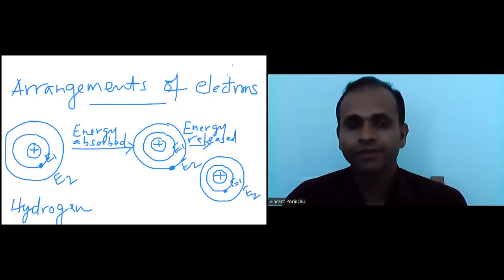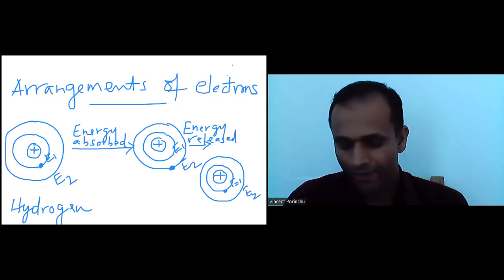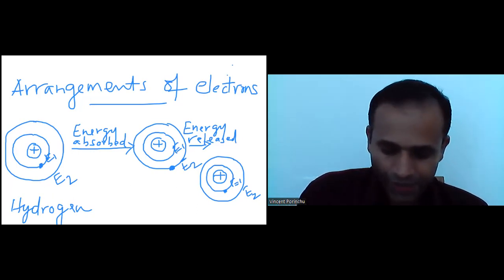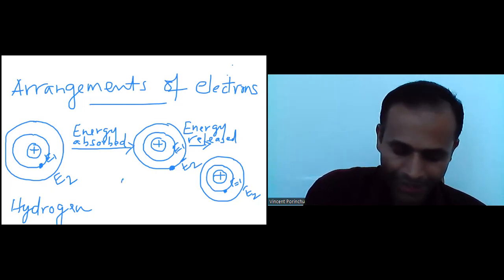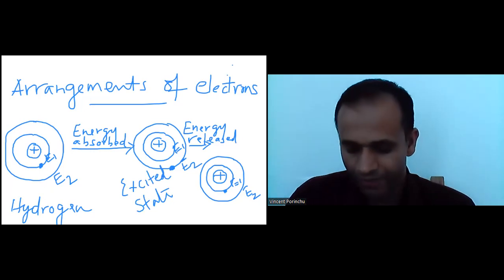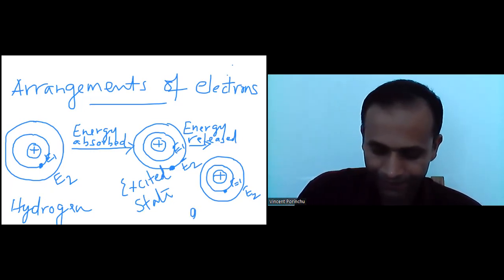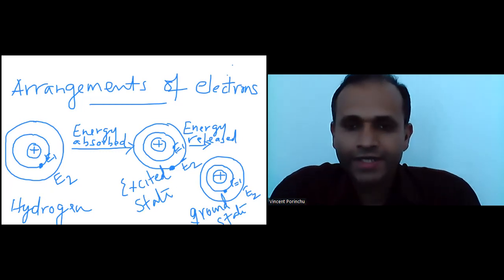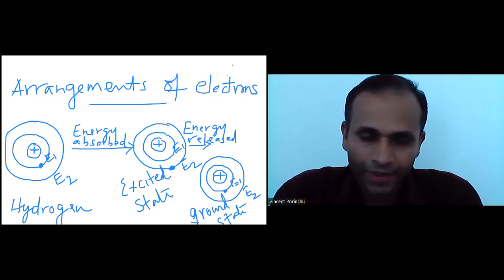In the other way, if an atom releases a certain amount of energy, what happens? The electron goes back to the original level. The high energetic state of an atom is called the excited state, and the stable form of an atom is called the ground state. Based on this concept, Niels Bohr made a spectrum with the help of a spectrometer.